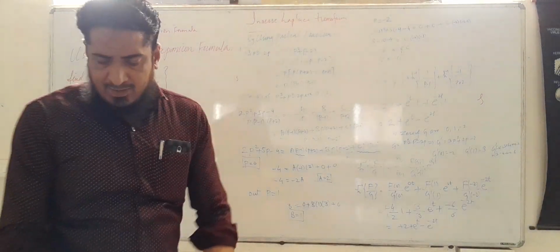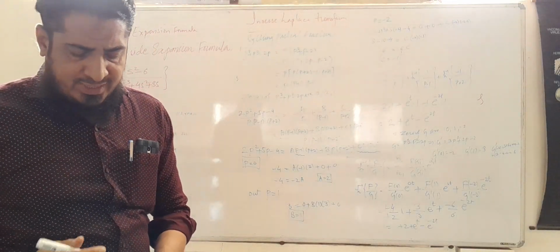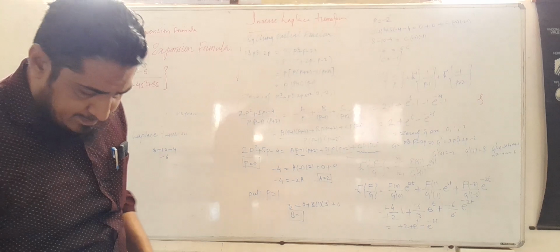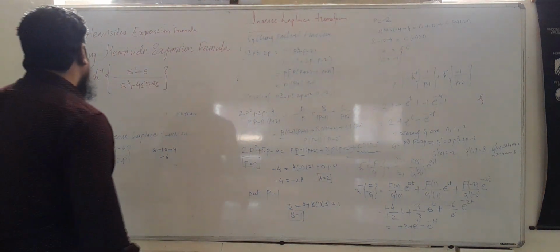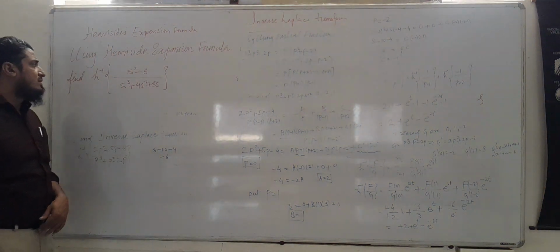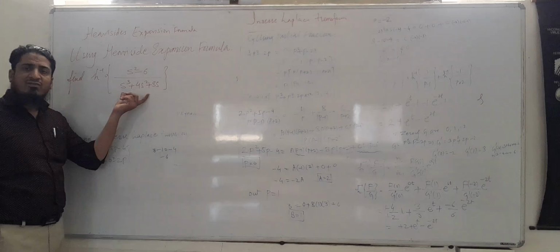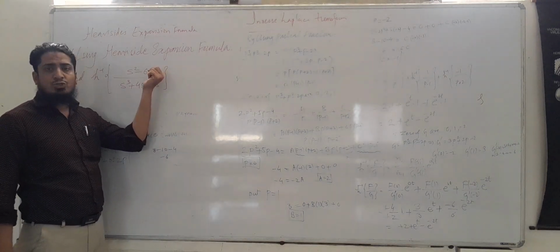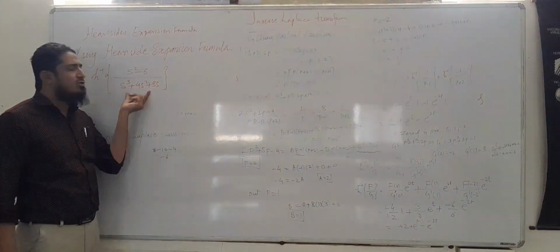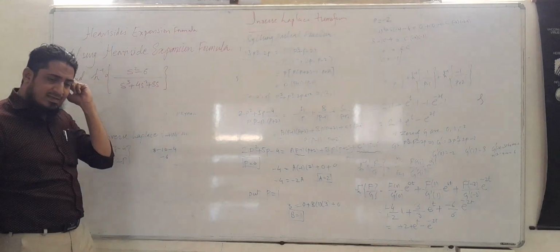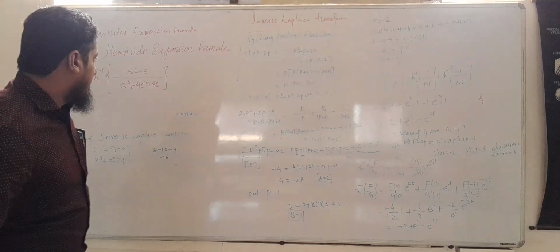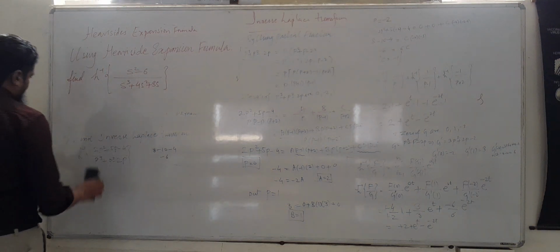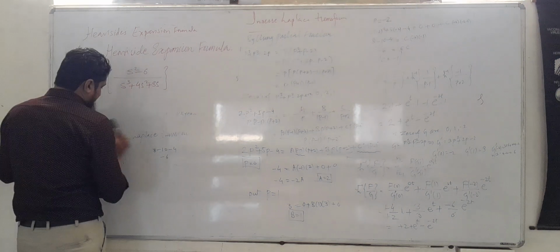Now, first of all, we have to check the first condition: the degree of the numerator must be less than the degree of the denominator. The degree of the numerator is 2 here and the degree of the denominator is 3 here. So we can apply the Heaviside expansion formula to this example.